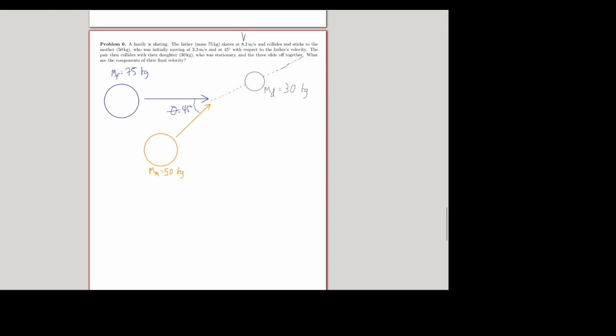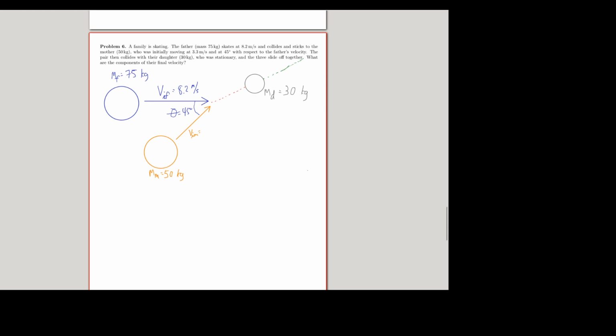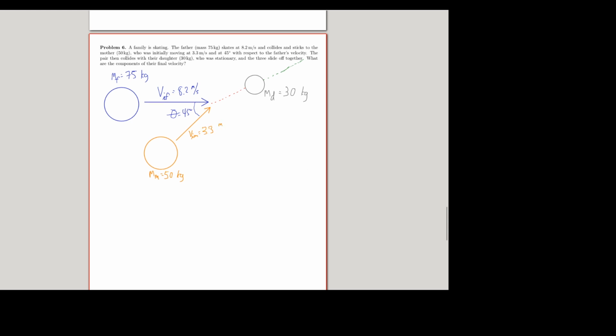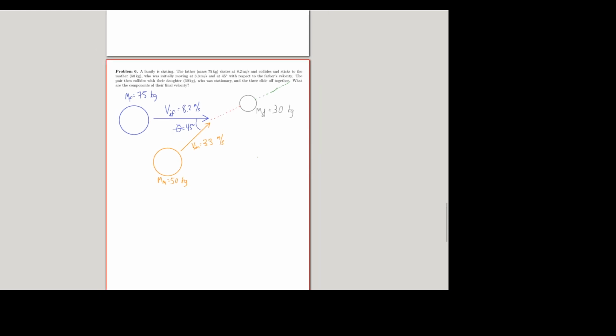I'll label this V. V initial father is 8.2 meters per second. And then V initial mother is 3.3 meters per second. In this problem, you don't have to write down two equations because momentum is conserved through this entire process because there's no friction anywhere.